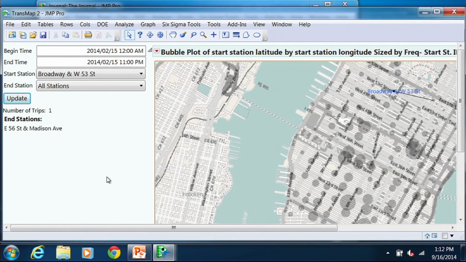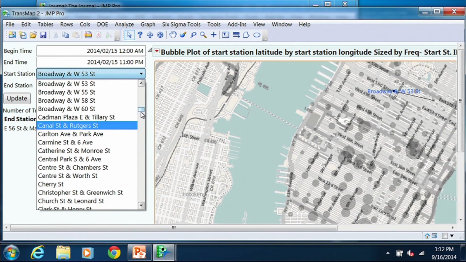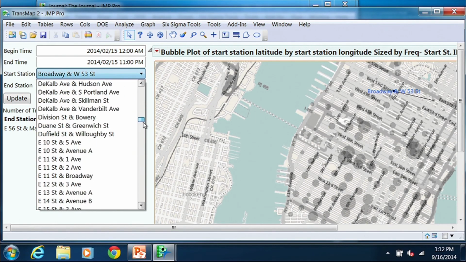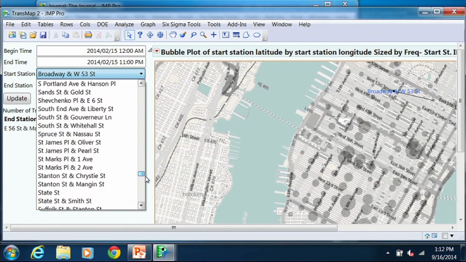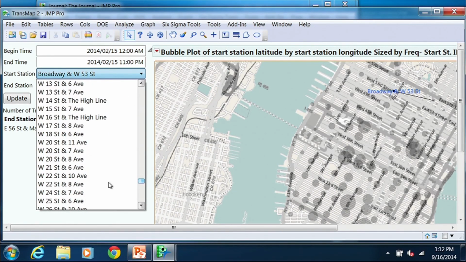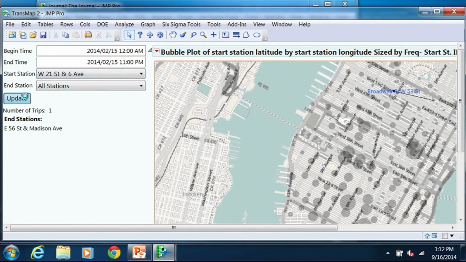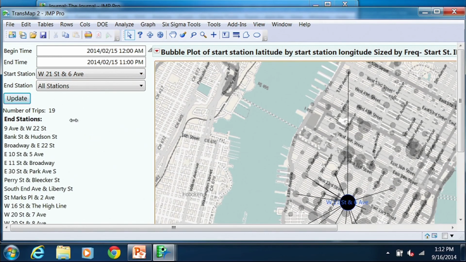looking at it big and then sort of drilling down, because I can get that information here if I want. I have my cheat sheet here. Just go down to West 21st Street, 6th Avenue, and say update. I have 19 trips, so I get a list of the stations.